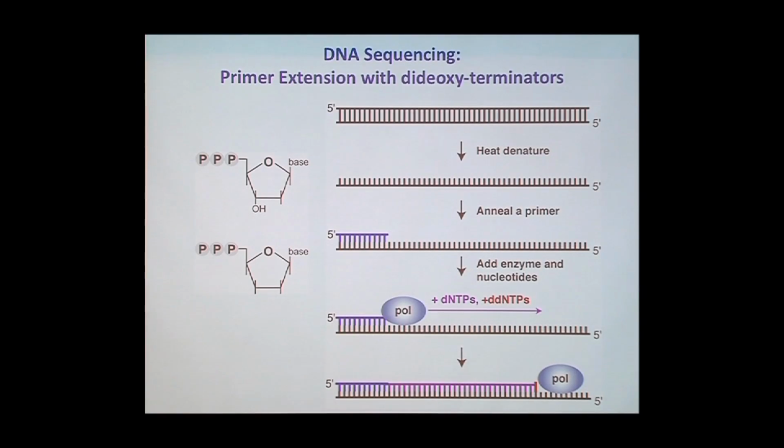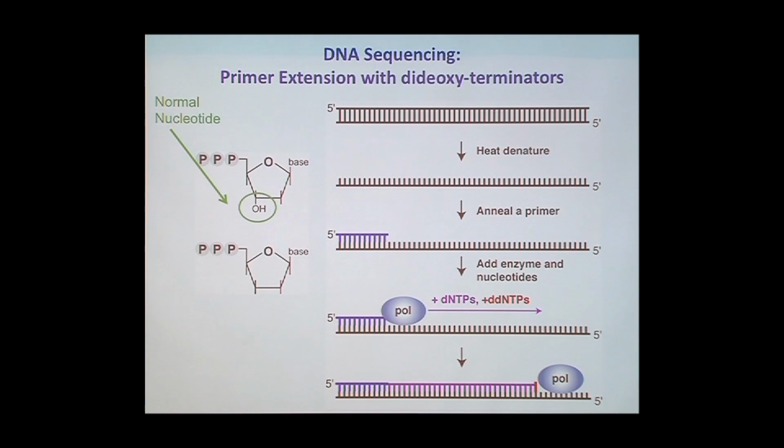So this shows the basic scheme of DNA sequencing. Similar to what we were talking about with PCR, we have a primer, but in this case, we just have one primer. We're just copying this DNA in one direction.